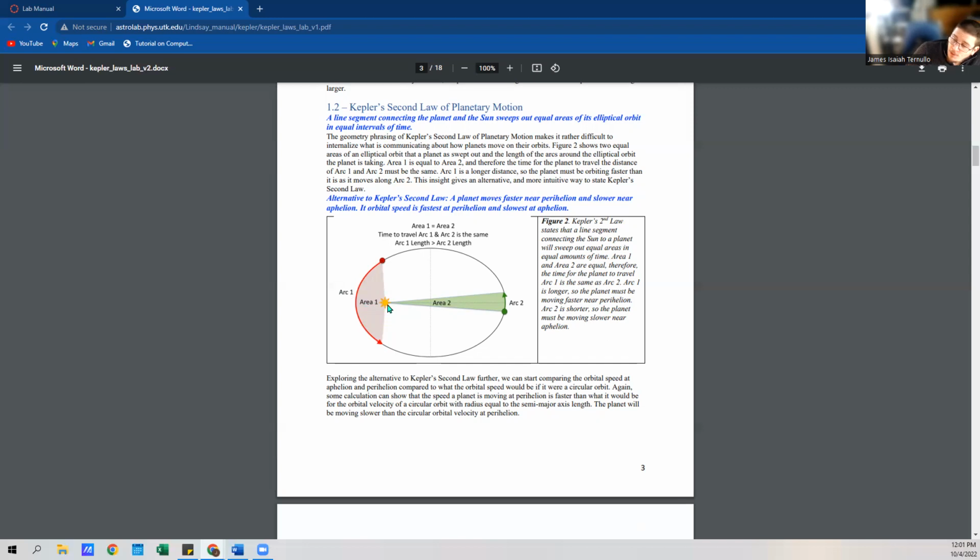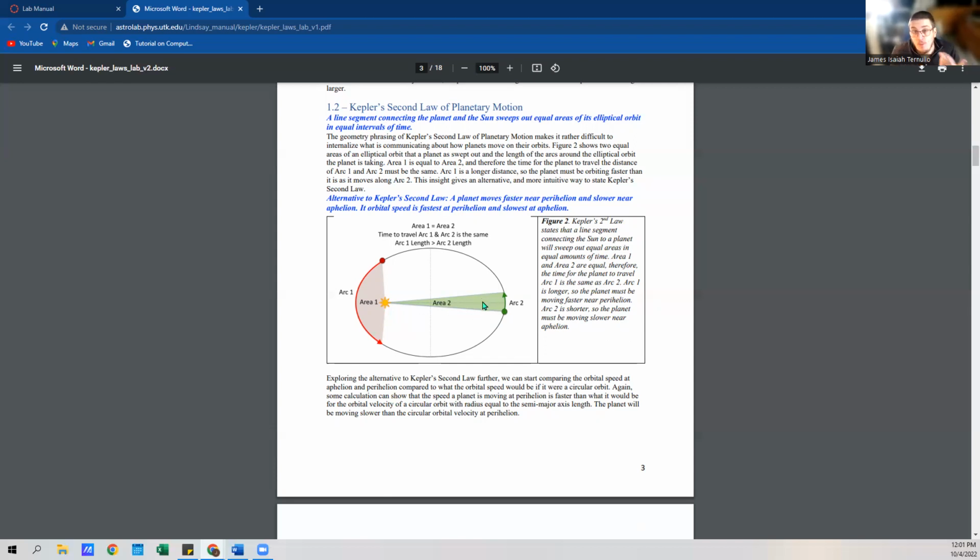So if we wait some time till the same planet is at the other end of its orbit, we can then draw another line from the sun to the planet, allow the planet to move for a month and a half along this distance arc 2, and the line that's attached will sweep out this area 2.